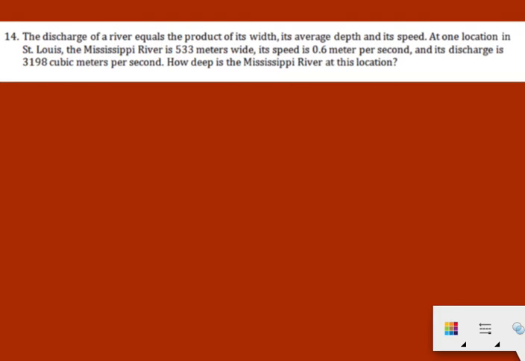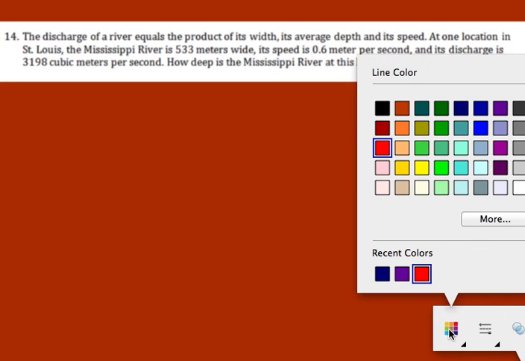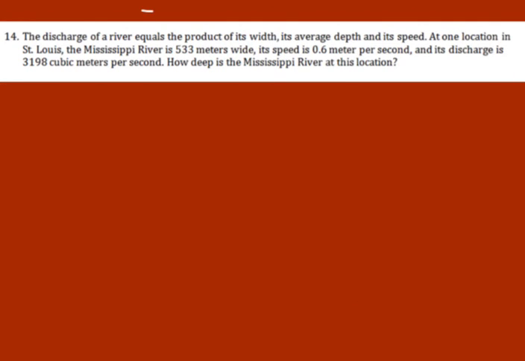The discharge of a river equals the product. So we got a couple of things coming in here. We have equals the product, and product means multiply, the width, its average depth, and its speed. At one location in St. Louis, the Mississippi River is 533 meters wide, 0.6 meters per second, and the discharge is 3,198 cubic meters per second. How deep is the Mississippi River at this location?